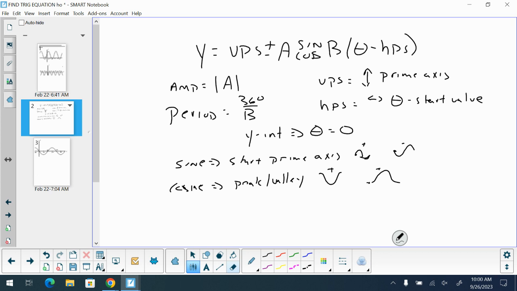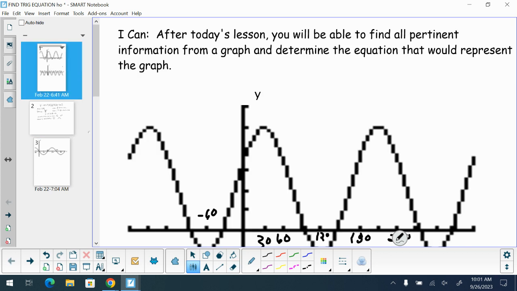Because today, what we're going to do is put the process into reverse. I'm going to give you the graph, and we need to come up with the equation given the graph. But we still have our base equation that we have to worry about: y equals vertical phase shift plus or minus A sine or cosine of B theta minus horizontal phase shift. We have that base equation that we continue to refer back to.